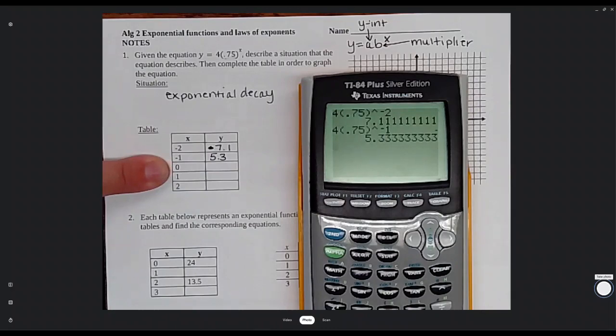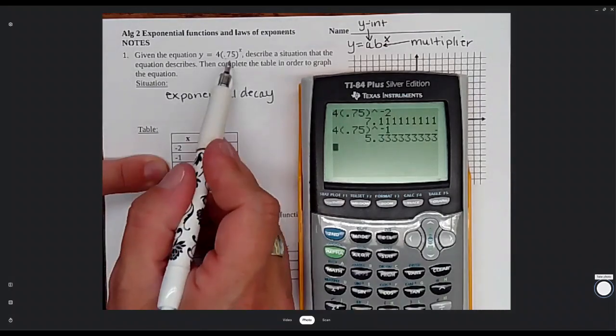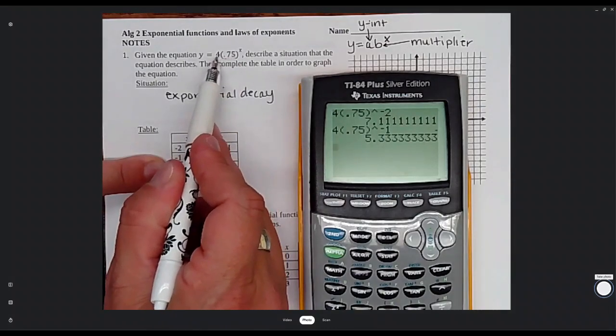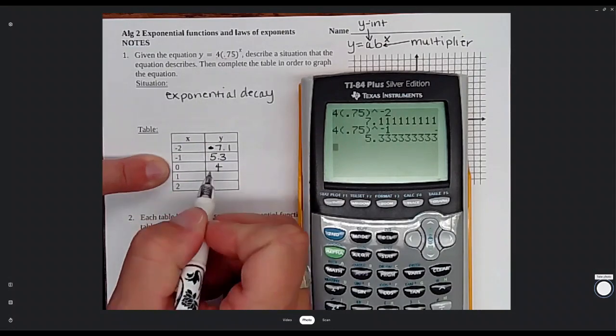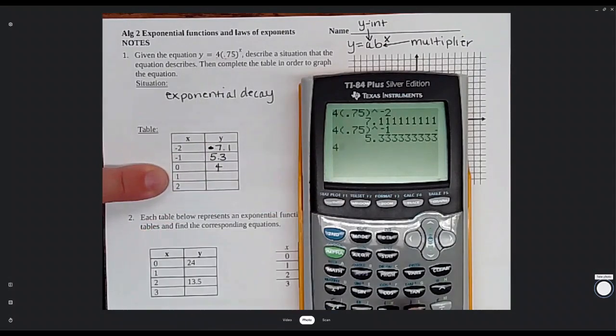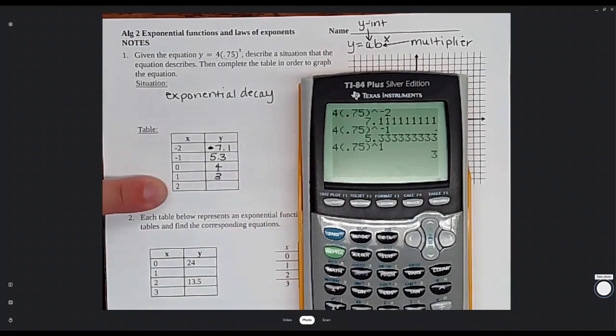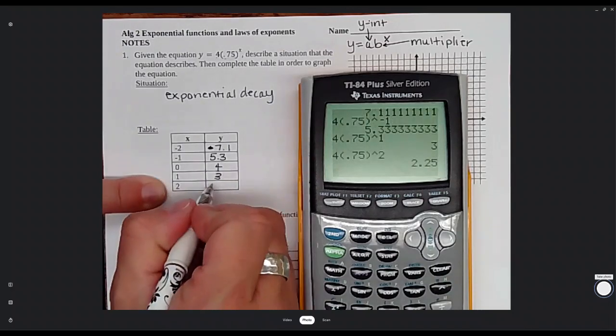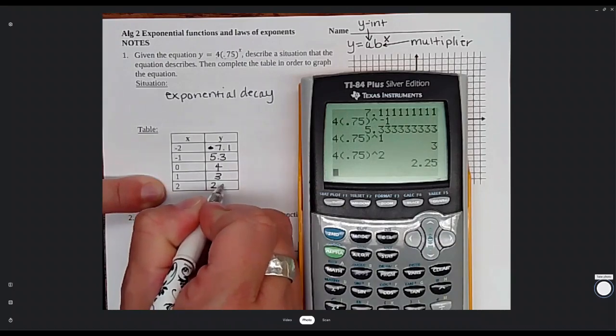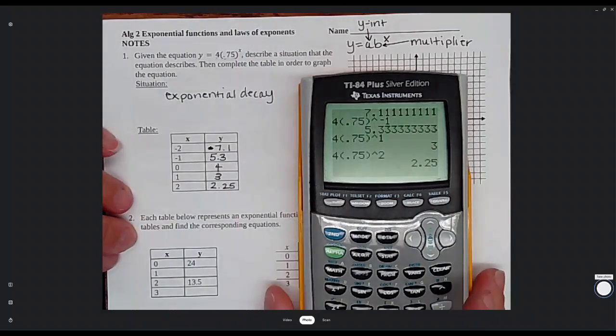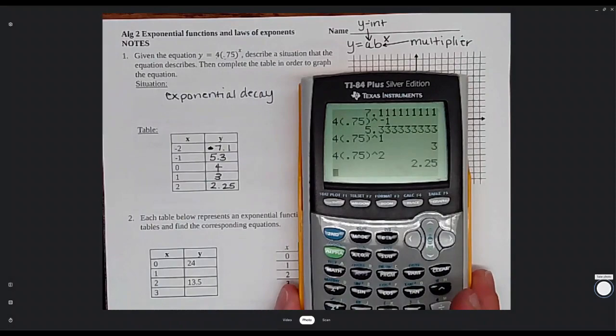Plug in a 0. Do you remember what happens when you raise something to the 0 power? It turns into a 1. So this is like 4 times 1, so 4. If you don't believe me, or if you don't trust yourself, go ahead and plug it in. If you raise it to the first power, you're going to get 75% of 4, which is 3. And if you finally raise it to the second power, you get 2.25. Not a big deal, just plugging in your calculator.